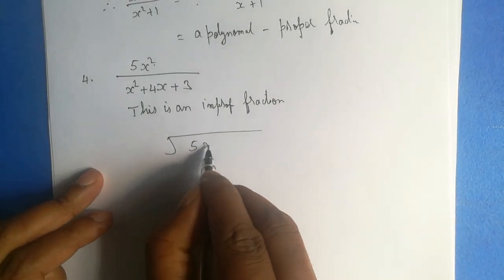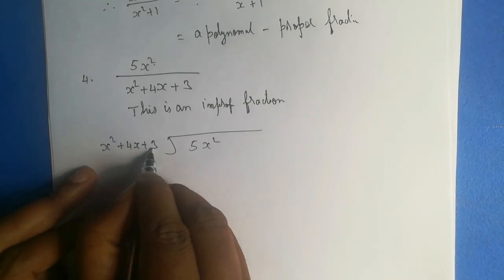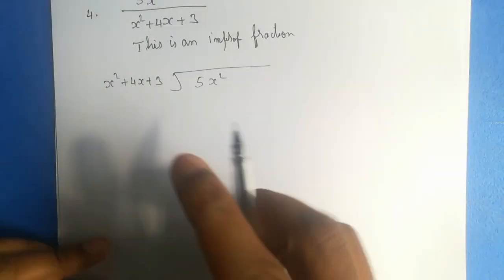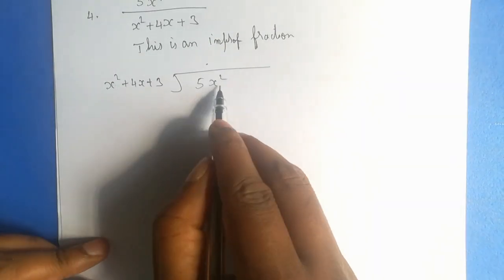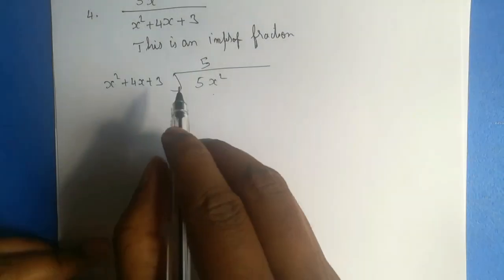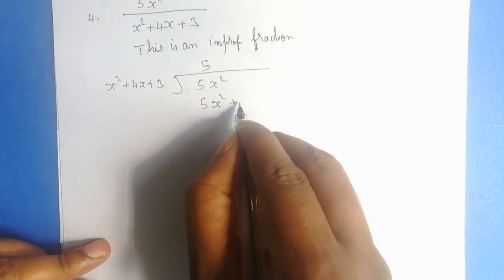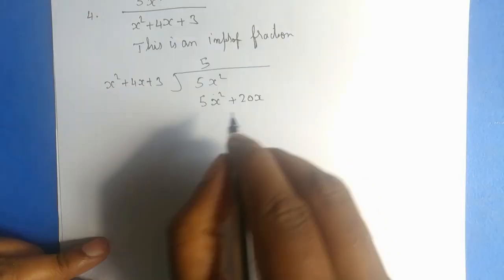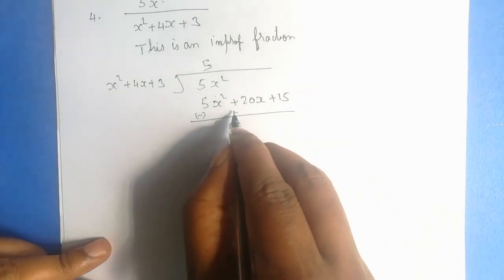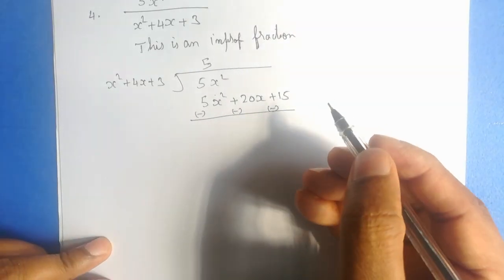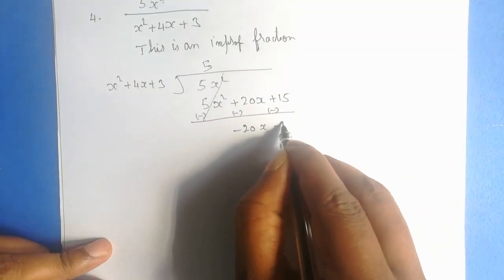Division: 5x² by (x² + 4x + 3). What is the condition? We should put some term. If you multiply this both, we should get this. Here x square is there, here 5x square is there, so we'll put 5. If you multiply with this, 5x² + 20x, 5 4s are 20, plus 5 3s are 15. Subtract by minus sign throughout. This will get cancelled. -20x - 15.